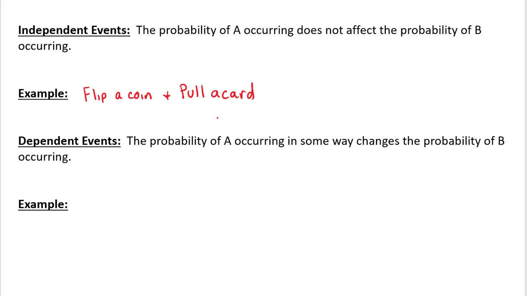Now, dependent events are when the probability of A occurring in some way changes the probability of B. Meaning, I pull a card out of a deck, I don't replace it, and then I pull another card.